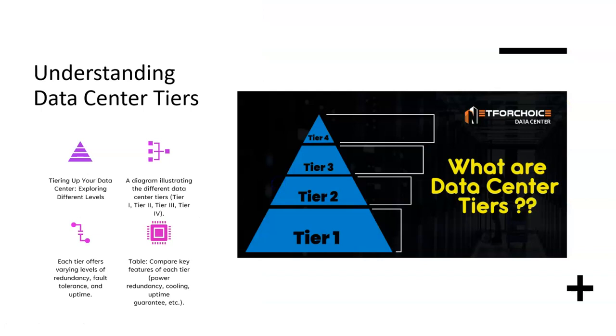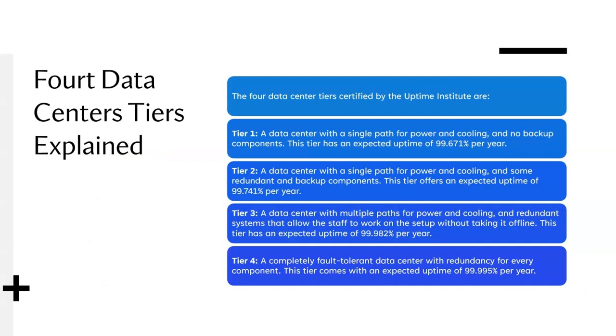As I told you, we have four different tier systems. In these buildings we have power redundancy, cooling systems, and uptime guarantees, which are the most important things. Tier 1 is the most basic one, and tier 4 is the most advanced and most fault tolerant. Tier 4 uptime is 99.995%, while tier 1 is 99.671%, with low backup and only a single path for power and cooling.